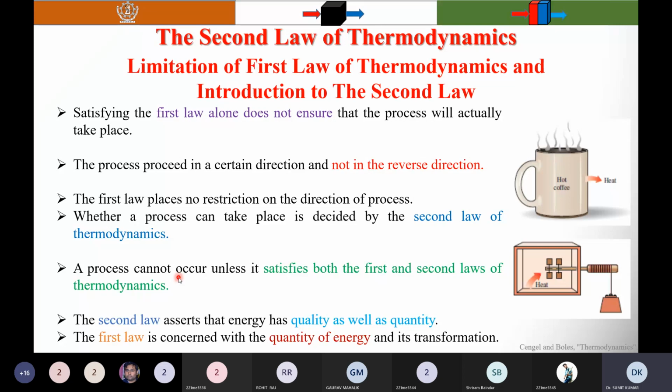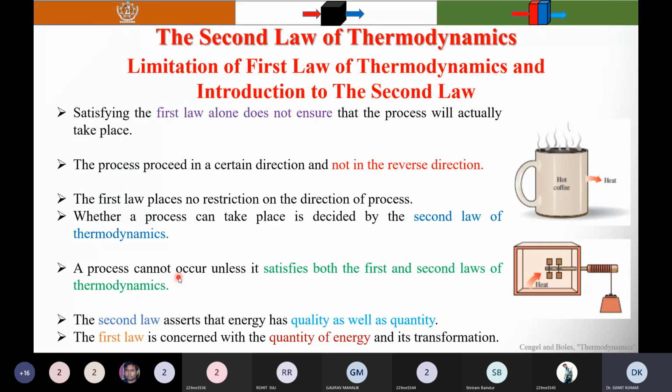the quantity of the energy, meaning it tells you the amount, while the second law tells you the quality as well as the quantity. What is the meaning? If you remember, you can convert work completely and directly into heat, meaning without using any device, because work is high quality energy, while heat is low quality or low grade energy.